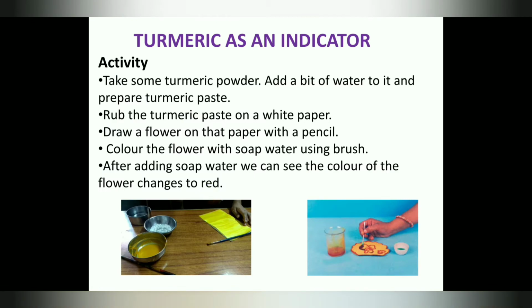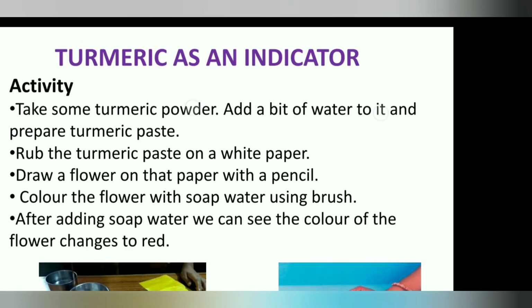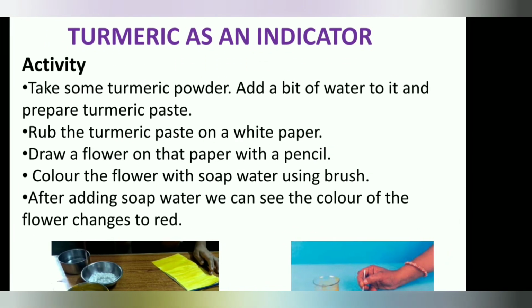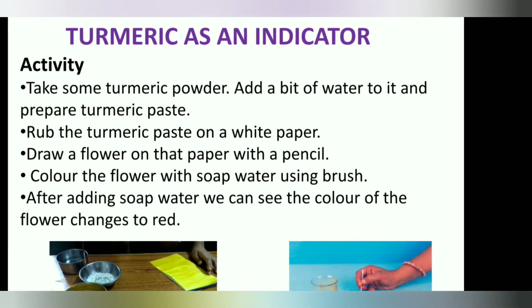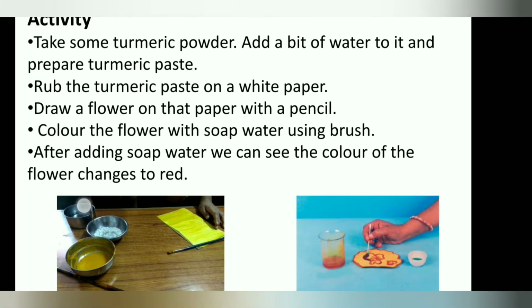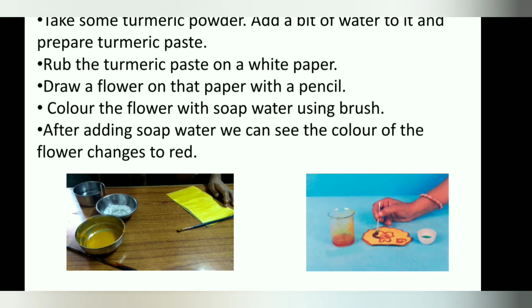Next, in the next slide, we can see we have an activity: how do you prove that turmeric is an indicator? So here we have to do an activity. Take some turmeric powder, then add a bit of water to it and prepare turmeric paste. Now rub this turmeric paste on a white paper as shown in the picture. Let it dry. After drying, draw a flower on that paper with a pencil.